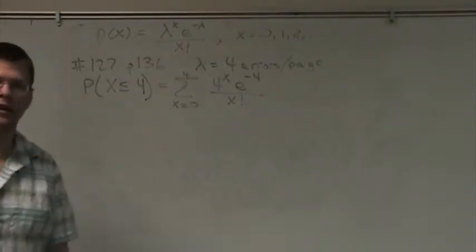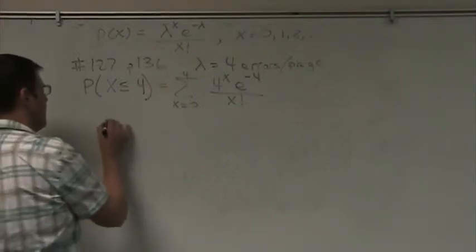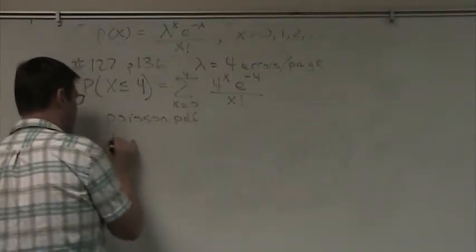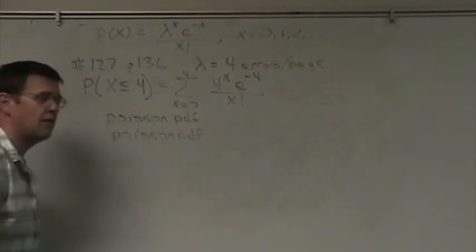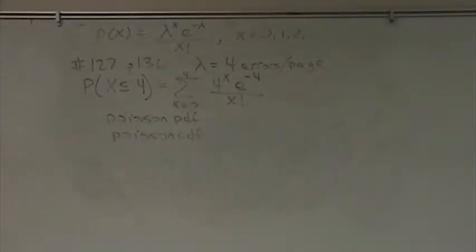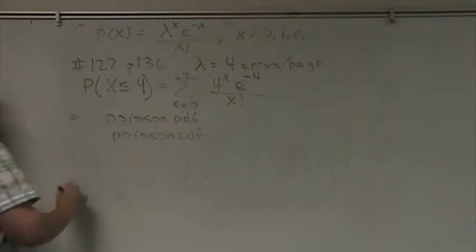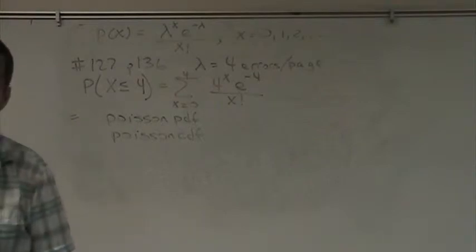Now, as far as your calculator is concerned, just like we had the binomial PDF and CDF, we also have Poisson PDF and Poisson CDF functions. They're in the same menu as the binomial PDF and CDF are located. And just like in the case of the binomial, the PDF is really the mass function. So this is what you're going to do for the equal to case, and the CDF is going to be for handling an interval like we have here.